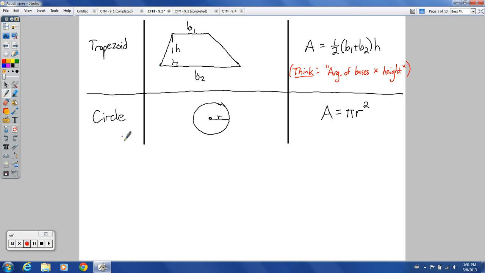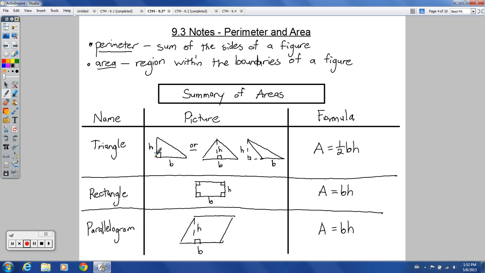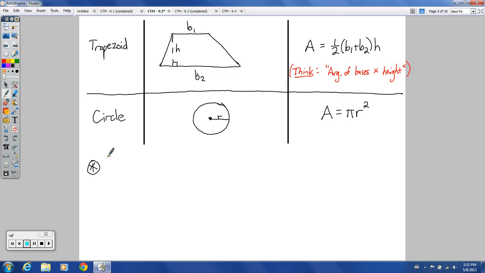But let's do one more thing here. Perimeter, I didn't give you any perimeter formulas because really you just add up the sides. That's all it is. So I don't think the shortcut formulas are all that helpful. If you can just remember for perimeter, just add the sides all up, you'll be golden. You'll be good to go.